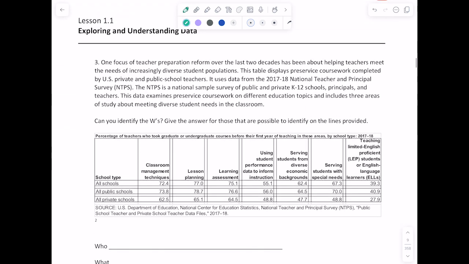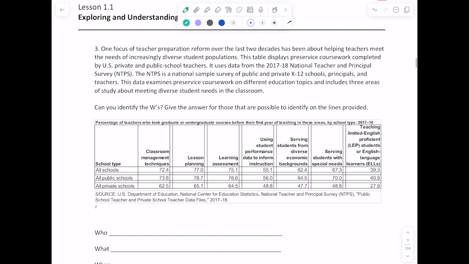So feel free to pause the video now and read number 3, and then see if you can identify the W's, and then unpause when you're ready to work out the answer with me.